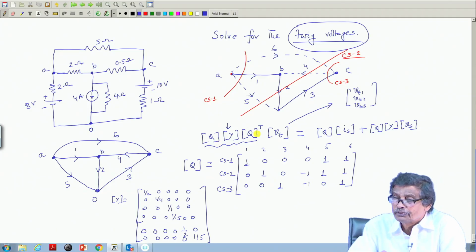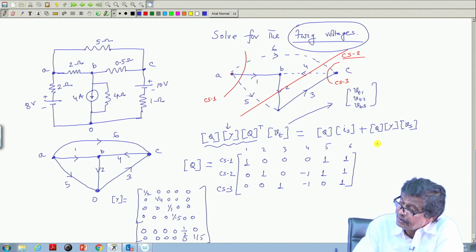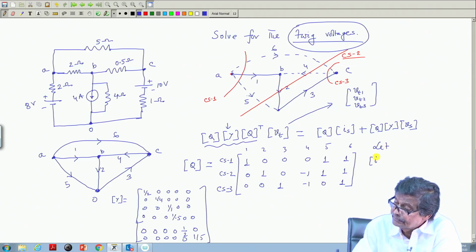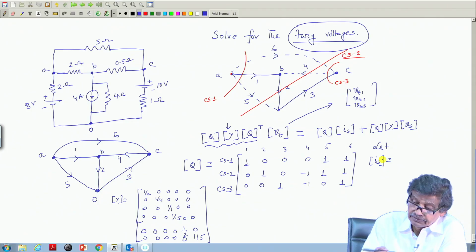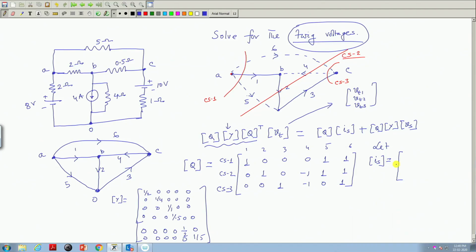Q is known, so Q Y Q transpose I will calculate. Similarly, I_s and V_s I can write down. Let I_s be a column vector, 6 entries will be there. So, I 1, nothing is there. I 2 is this one, 4 ampere is there, minus 4. Then 3, nothing, and no other branches. So, these are all zeros, 1, 2, 3, 4, 5, 6. I_s is over.